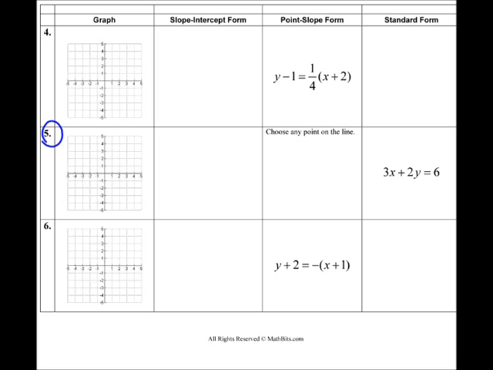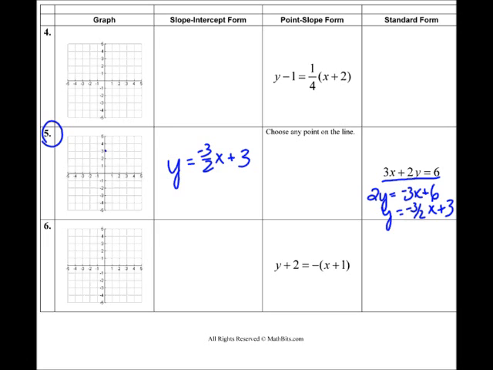Okay? So I can pick any point on the line, and I hope that, oh, this hasn't been graphed for you, so you would want to graph it. So in order to graph it, I'm probably going to put it into slope-intercept form. So I would solve for y. So I would get 2y equals negative 3x plus 6. And then y equals negative 3 halves x plus 3. And then I already have that worked out for me. And I can go ahead and plot that.